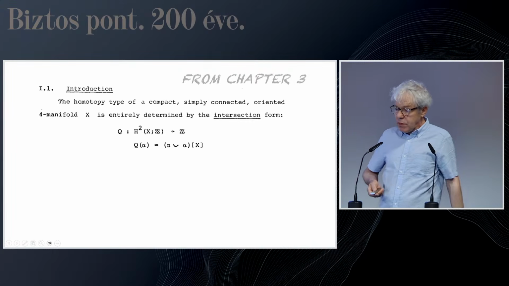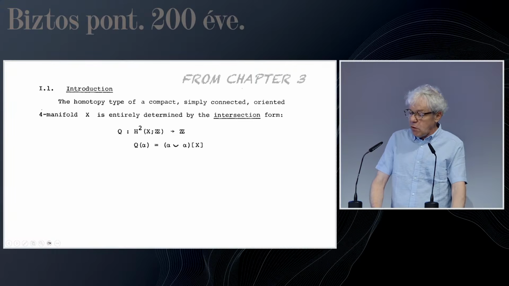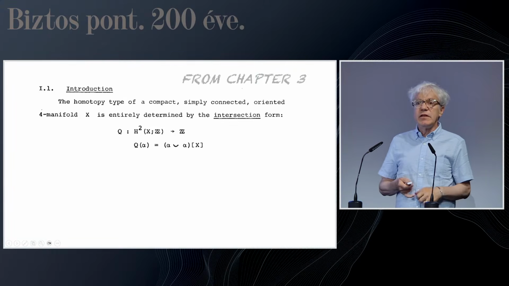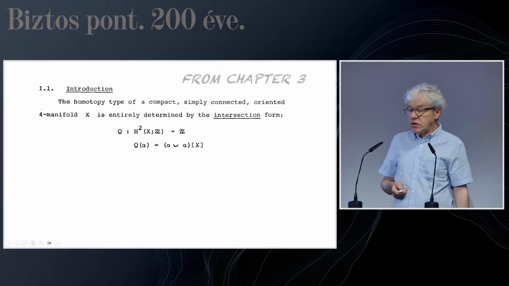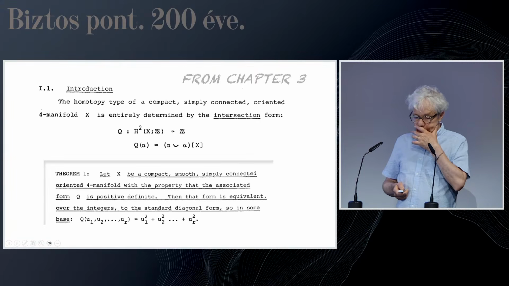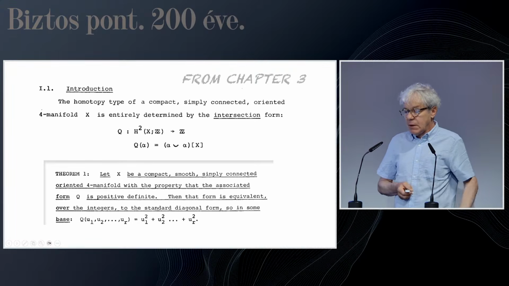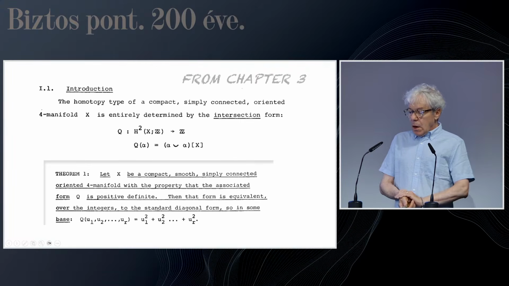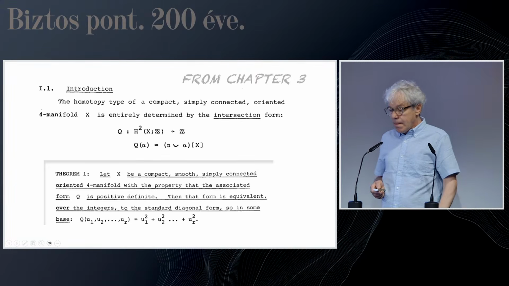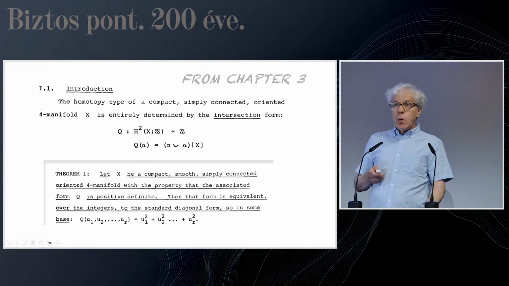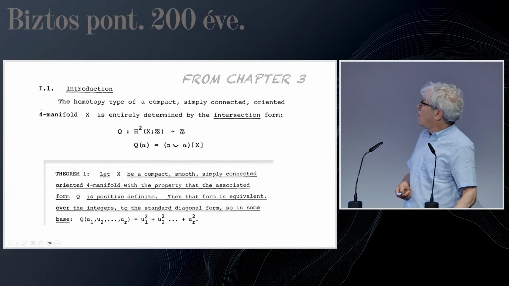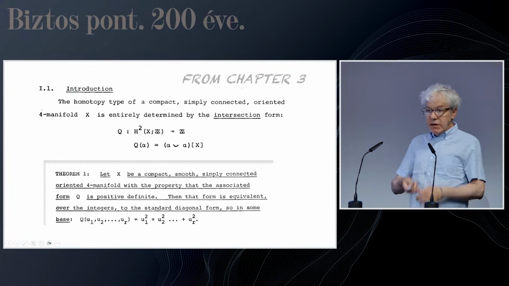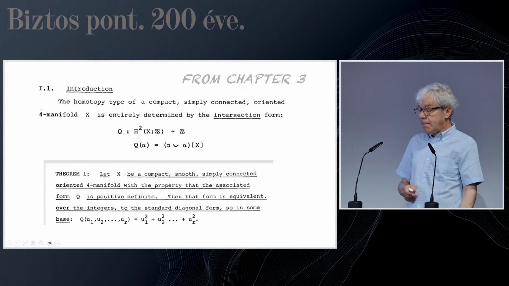So zooming in on chapter 3, the homotopy type of a compact, simply connected oriented four-manifold is determined by the intersection form. This is the quadratic form on the integer second cohomology given by the cup square. And this is theorem 1, very famous theorem of Simon Donaldson, which says that for such a smooth oriented simply connected manifold, if the quadratic form is positive definite, then that form is diagonalizable. The matrix of that quadratic form is the identity matrix in some basis.